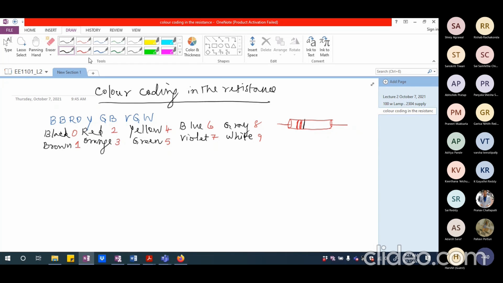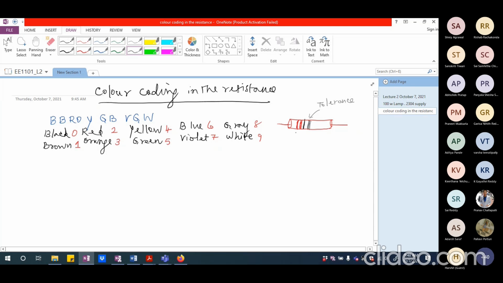And after this I'm going to have a silver or gold or something like that, which is indicative of the tolerance ring. This will generally be thicker. If it is gold, generally we will say there could be 5% error. If it is silver, there could be 10% error. So it is essentially telling you how much error is expected in the resistance.